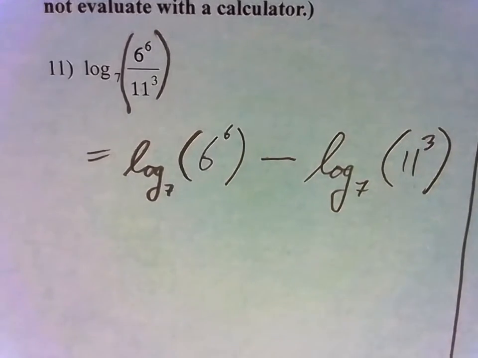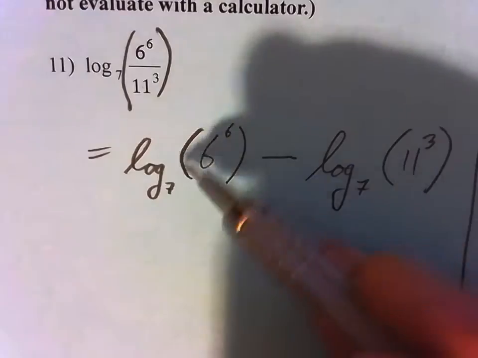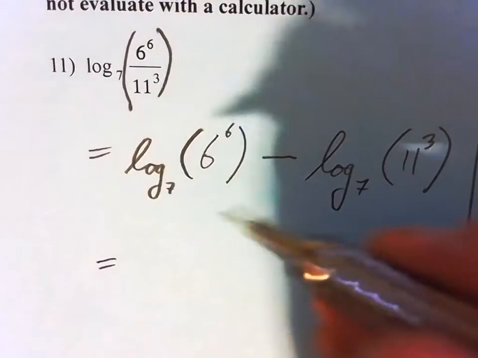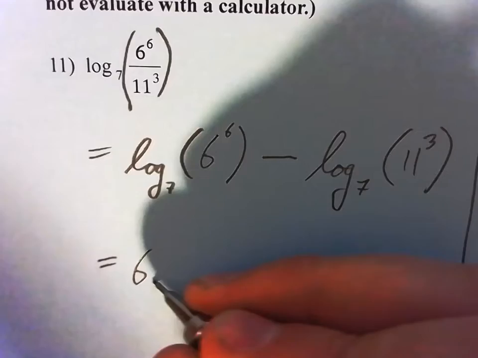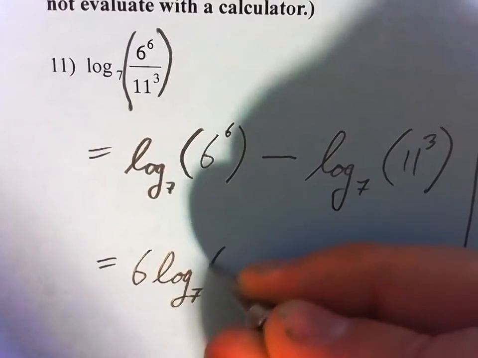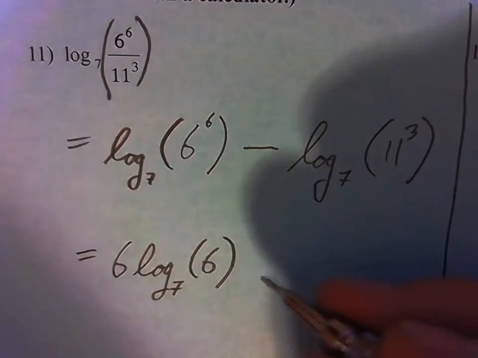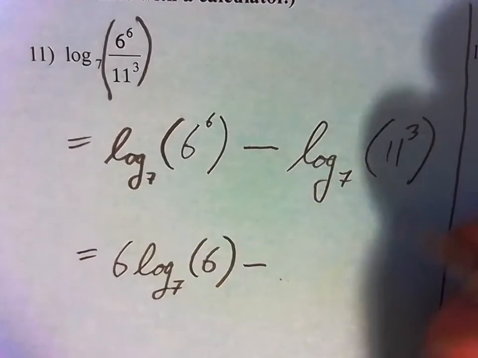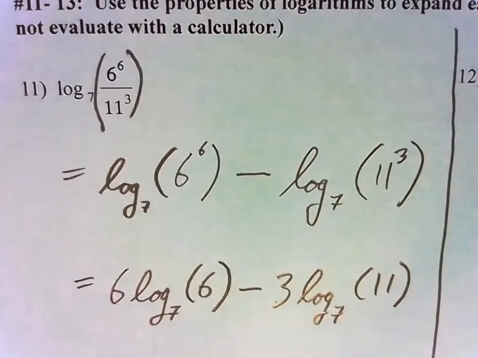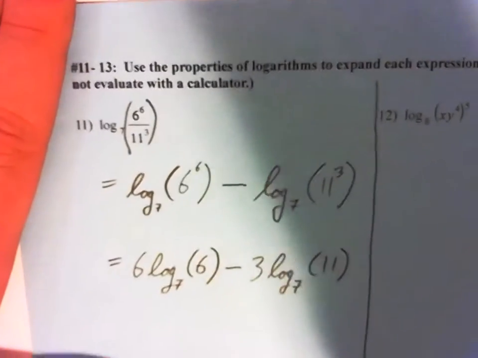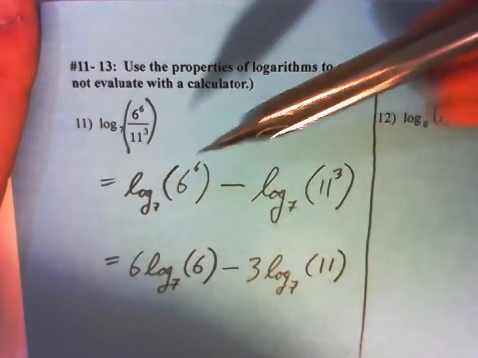Oh, we just took one log and made it into 2 logs. But also, can we get anything else out of this log? Use the power property to say, oh, log of something to a power is the same as the power times the log of the thing without the power. Minus, same thing here, 3 log of 11. Okay, that's using 2 properties, the quotient and the power property.